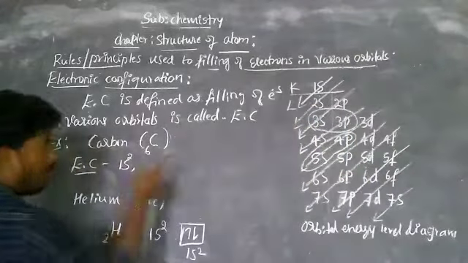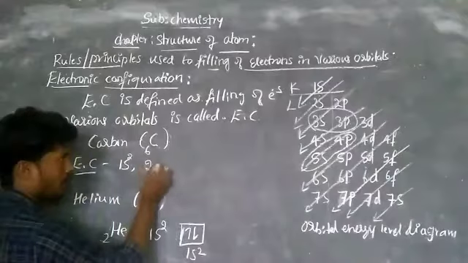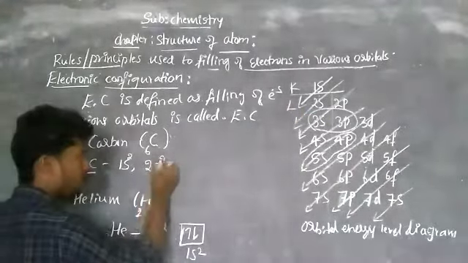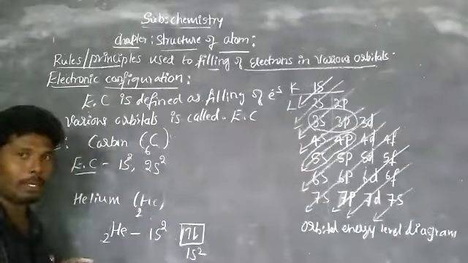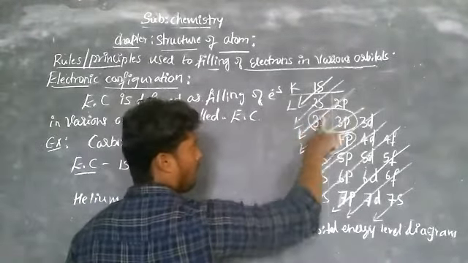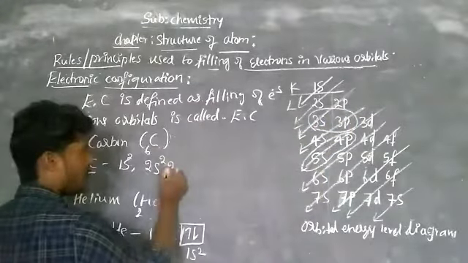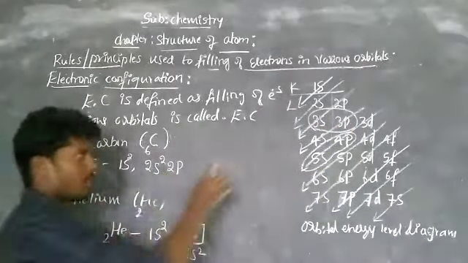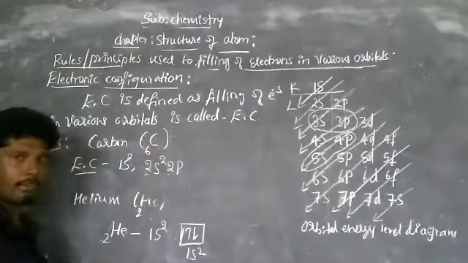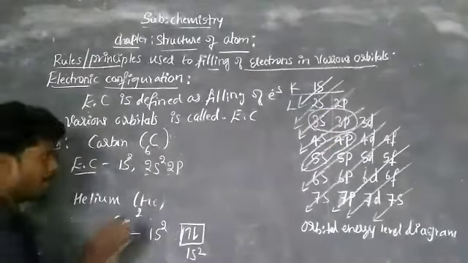So write a comma. Then the second one, 2s. See, 1s is completed, then 2s. 2s has a maximum of 2 electrons only. There is only one orbital. Then 2p. After 2s, 2p and 3s. Don't write a comma between 2s and 2p because 2s and 2p have the same energy. That is, the n values remain the same. So those two have the same energy.